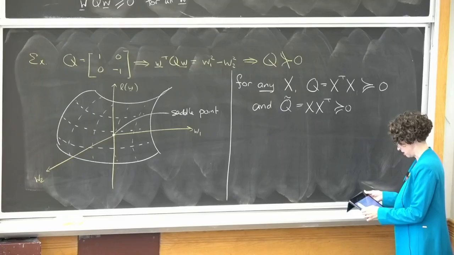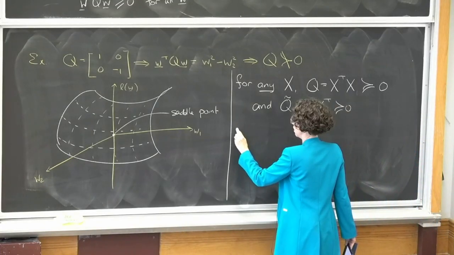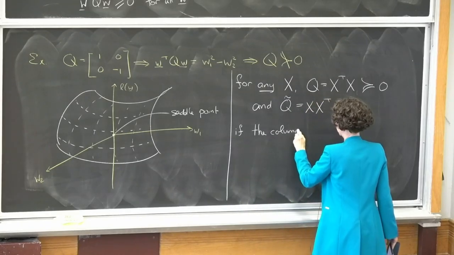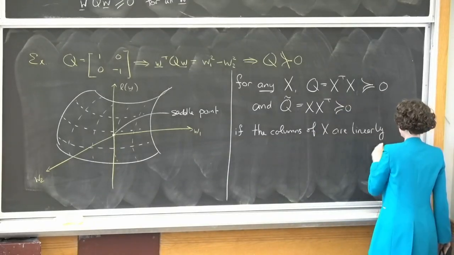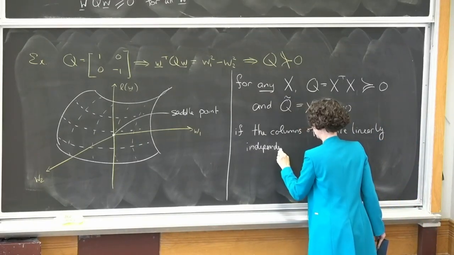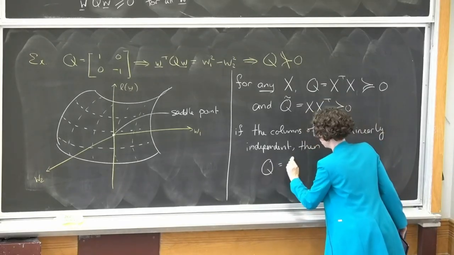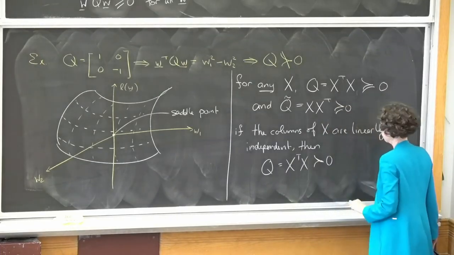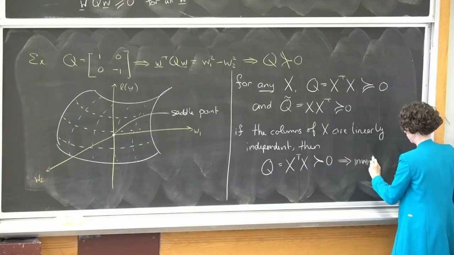And so now the real question is, and I derived this in the notes, but we aren't going to have time to do it today, if the columns of X are linearly independent, then if we were to compute Q as being X transpose X, then it is positive definite. And as we said before, this implies that it is invertible.